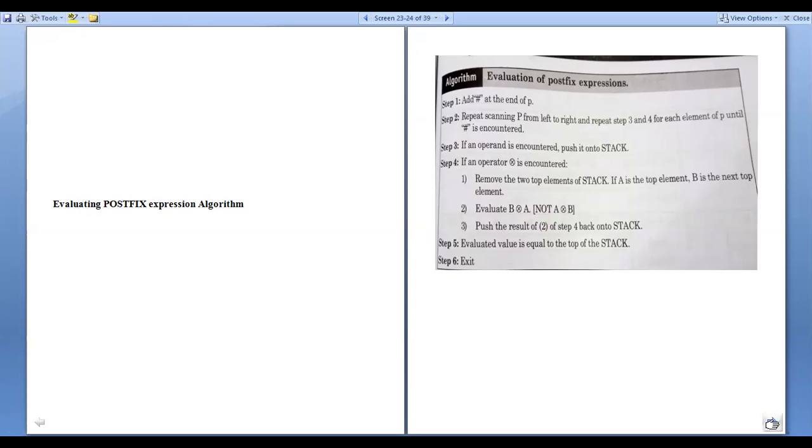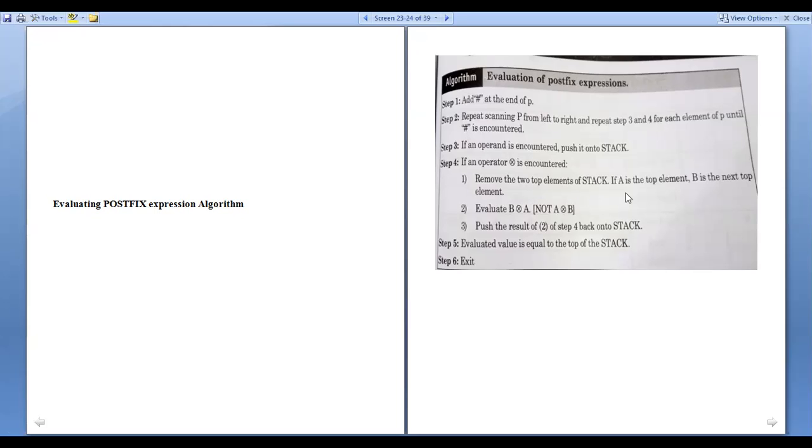Step 3, if an operand is encountered, push it onto the stack. Step 4, if an operator is encountered, you can see this symbol, it's called an operator, any kind of operator, in this we have to do a few steps. The first step is we have to remove the two top elements of the stack.